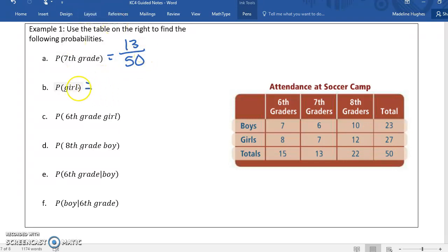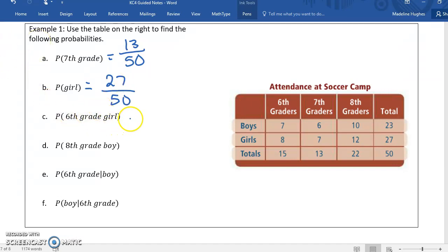Part B, probability of a girl. If all the kids, how many are girls? We look here, we go all the way over for the total girls, and I see 27. So we're at 27 over the total number of students again. We're out of 50. So 27 girls out of all of the soccer camp students.